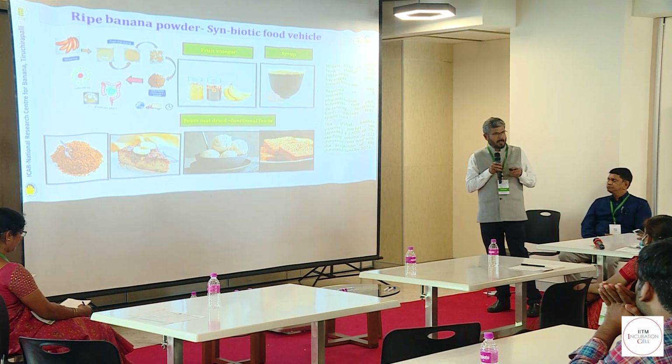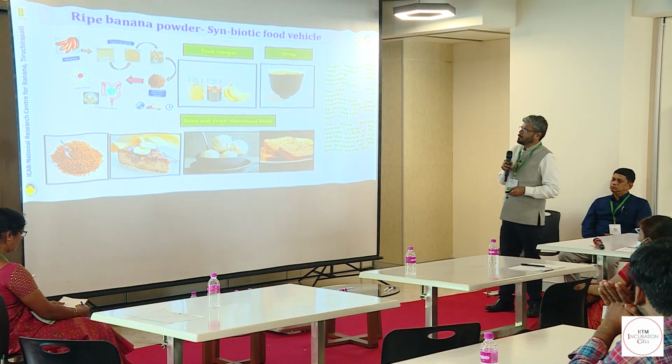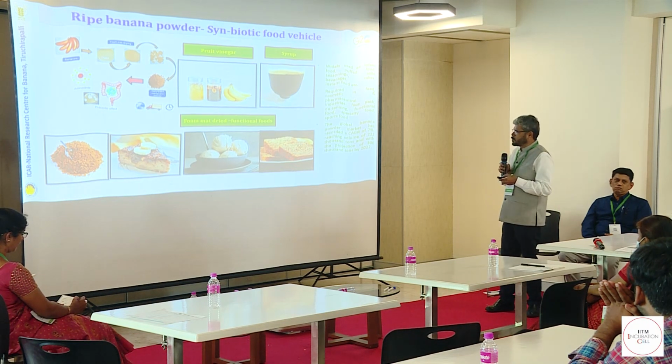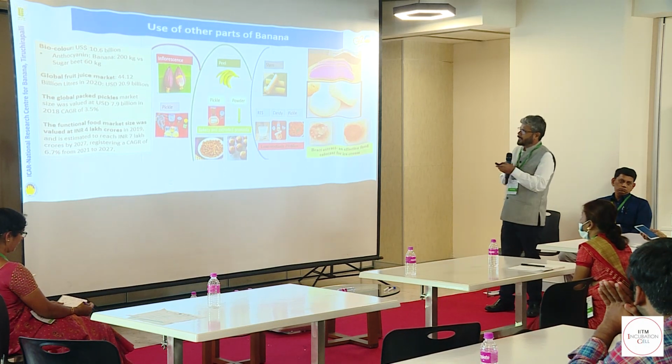When you throw the banana out because it is very over-ripened, you can go for foam mat drying technology. You can make a banana fruit sugar, and that could be used for many, many products. They are making bakery products.